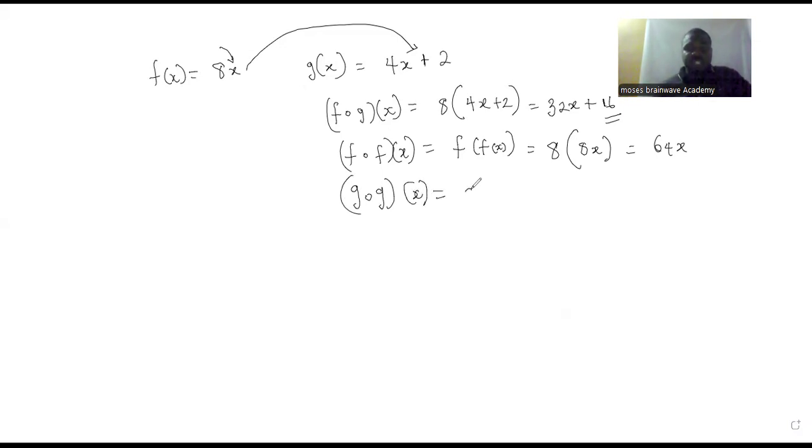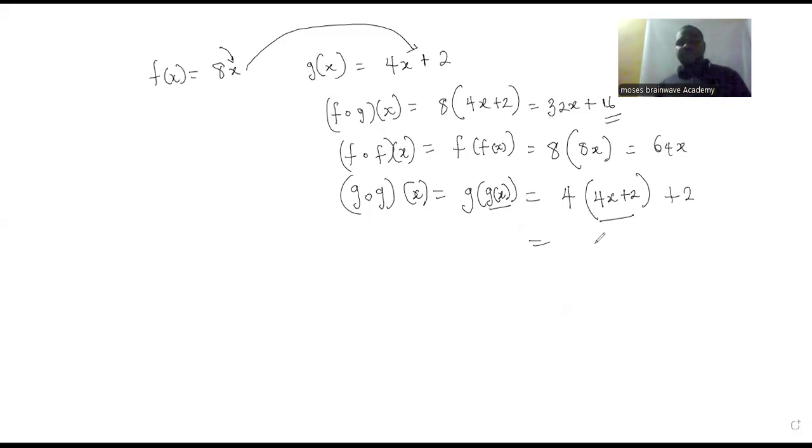Now, similarly, they can ask you to get g of g of x. So this is the same thing as saying you have g of g of x. I'm going to g of x, right? My g of x is 4x plus 2, right? So I have 4. And instead of writing x, I'm going to substitute that with the whole of g of x. So the whole of g of x is still 4x plus 2, right? Then I have my plus 2.